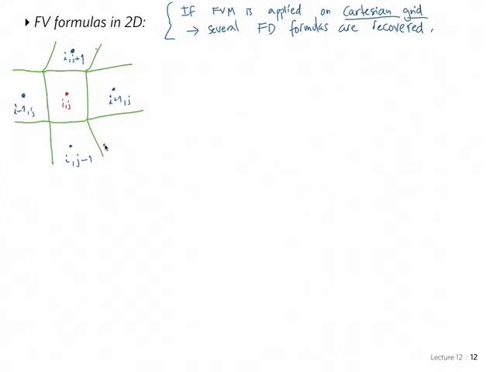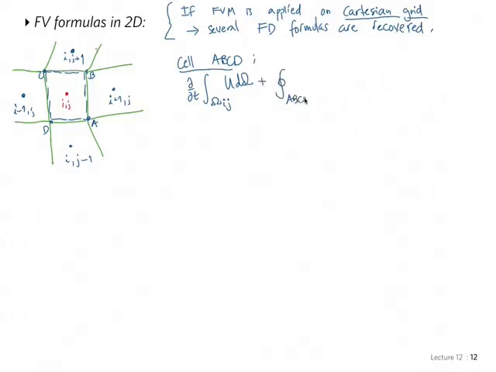And now the integral, then we give some names to this. So this is going to be our control volume for ij. And I'm going to call this point A, this point B, C, and D. And so for the cell A, B, C, D, I can write the integral conservation law as d/dt, and I'm going to use the indices ij to indicate my quantities here, the volume ij, integral of u d omega, plus integral on A, B, C, D of the flux.